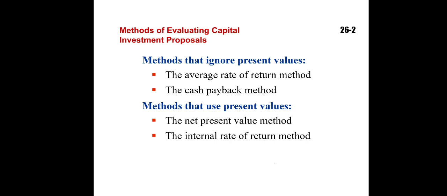Okay, these are the three methods. There are four here, but you have to know only three. The average rate of return method and the cash payback method are called methods that ignore present values. I will explain about present values later. Present values is related to interest rate, and it is related to time value of money. The third method that you have to learn, called the net present value method, is the method that uses present value, or the method that considers time value of money. You will see that. We will see the methods one by one.